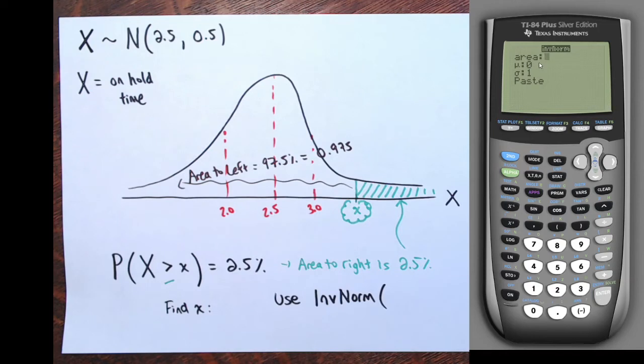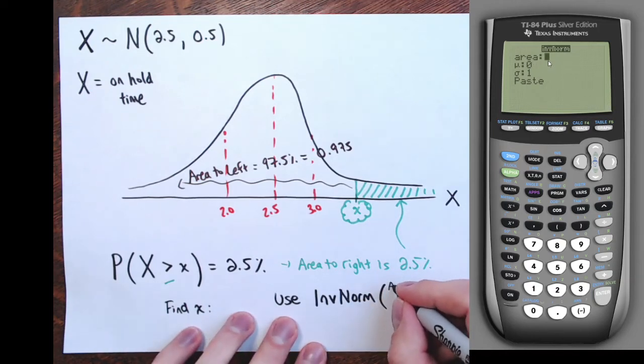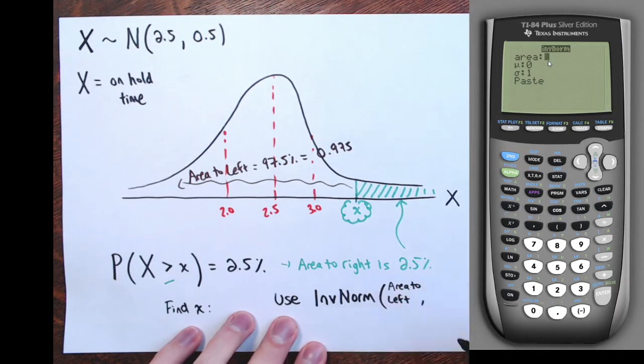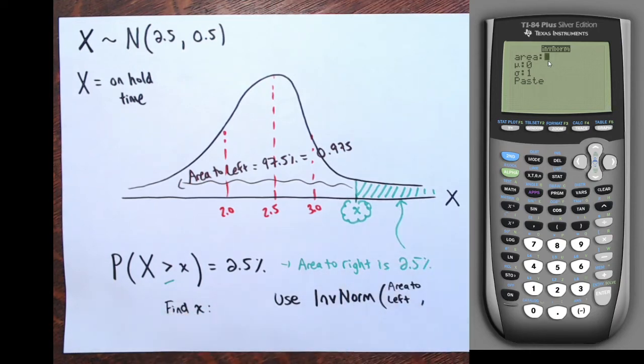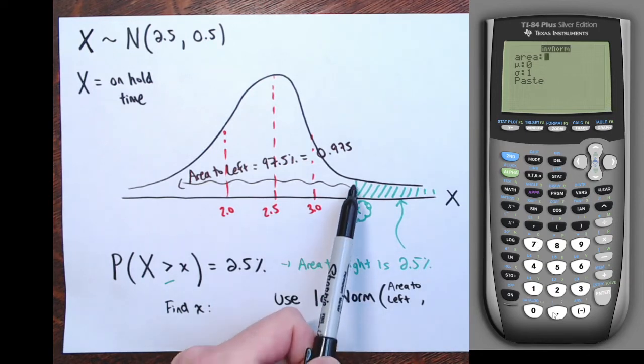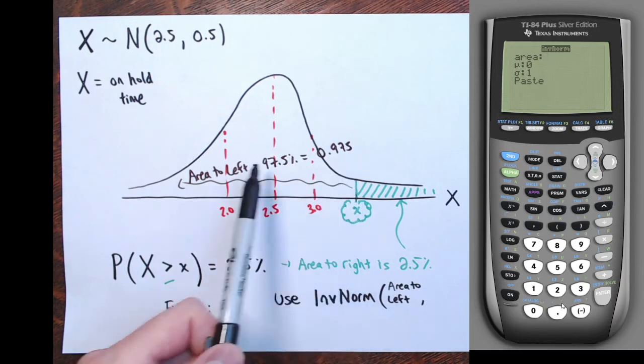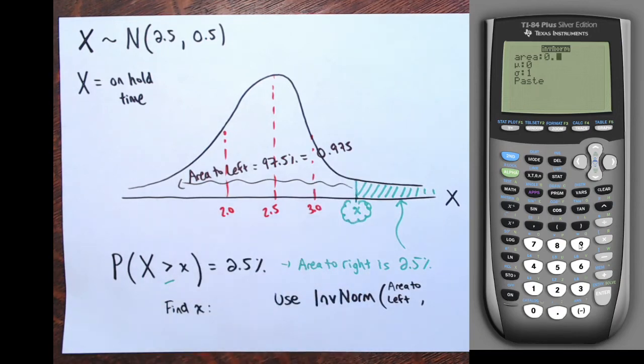So you see area. You enter area to the left, kind of like in the tables. So I'm not going to enter 2.5%, I'm not going to enter 0.025. For this area part, I'm going to enter the area to the left of my x value, which is 97.5%, 0.975. And don't enter a percent, enter it as a decimal.